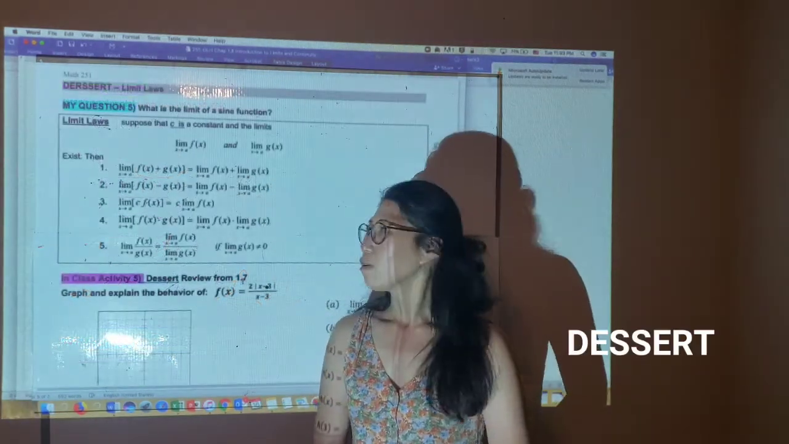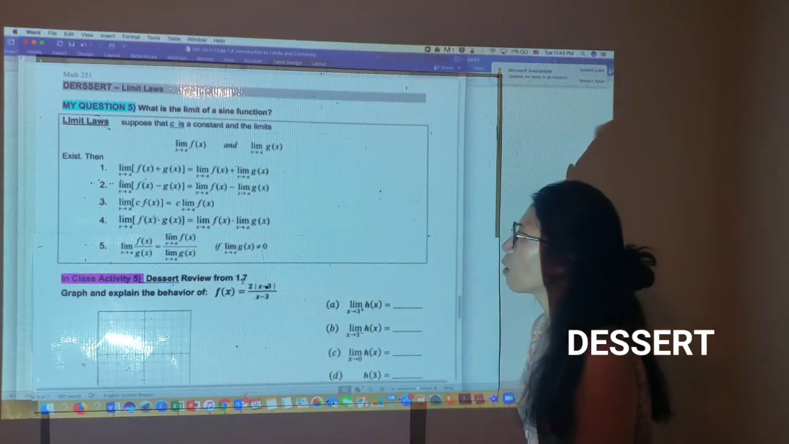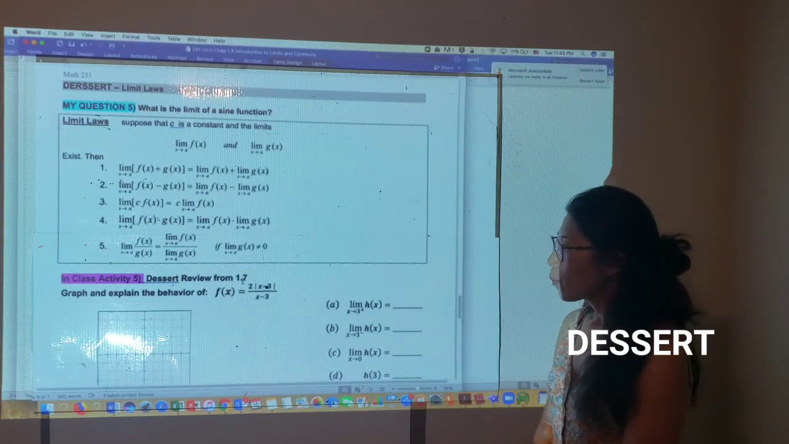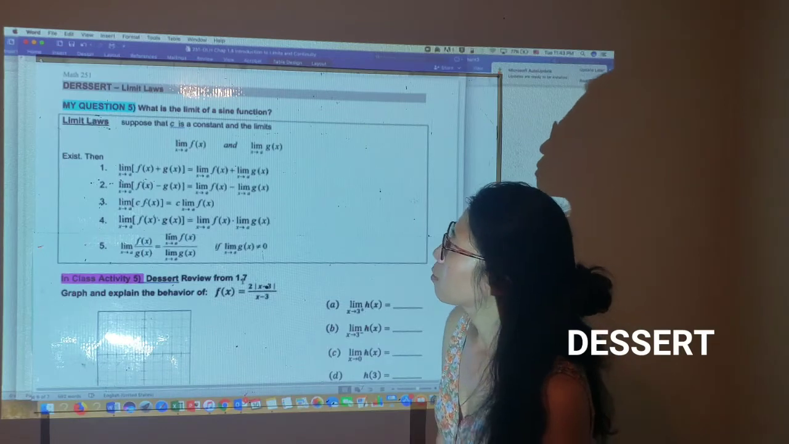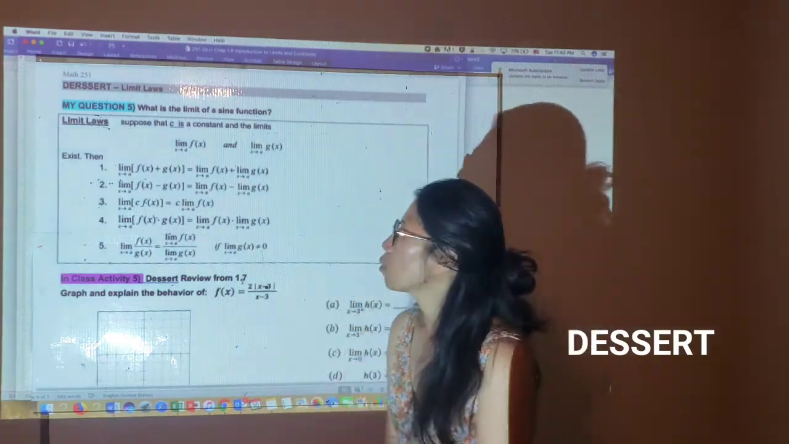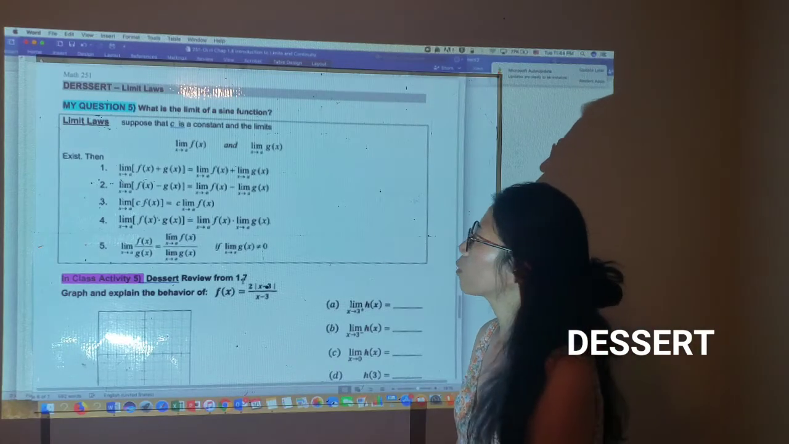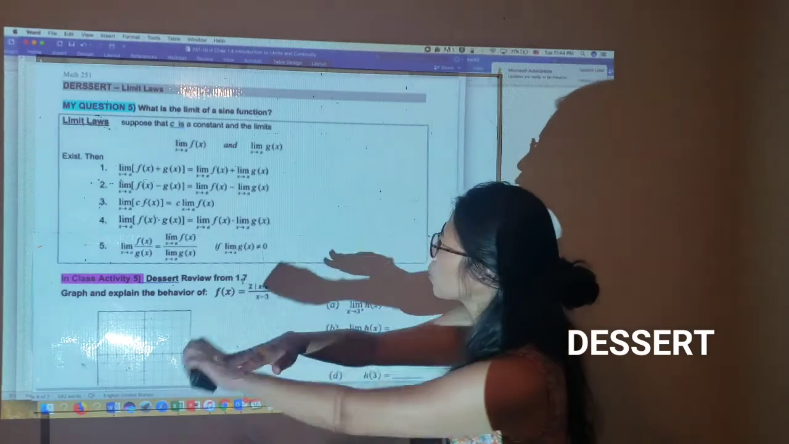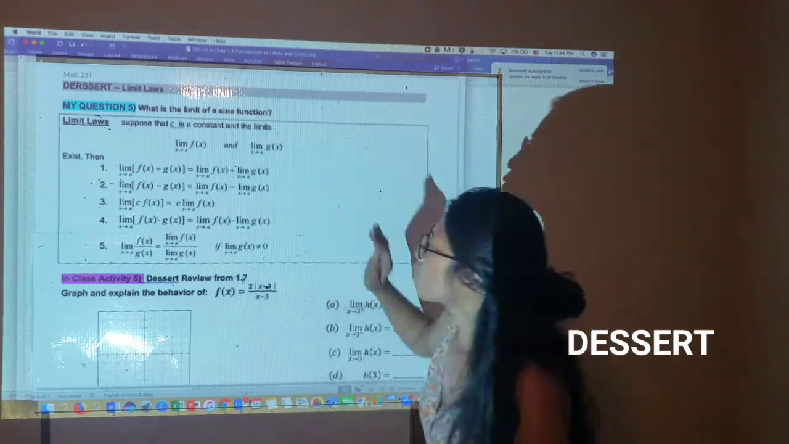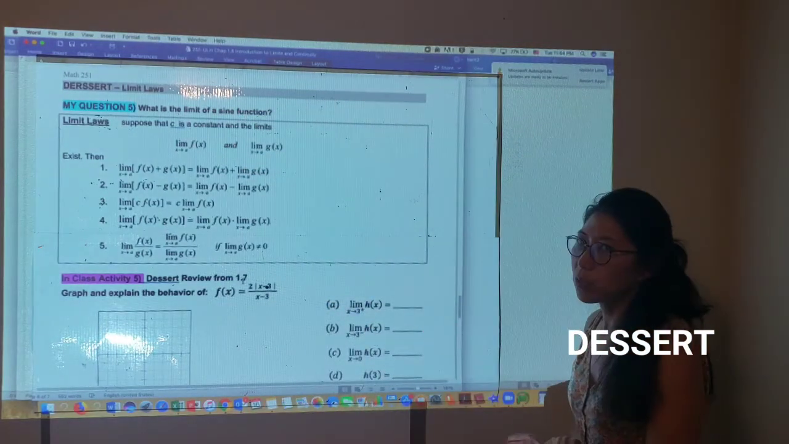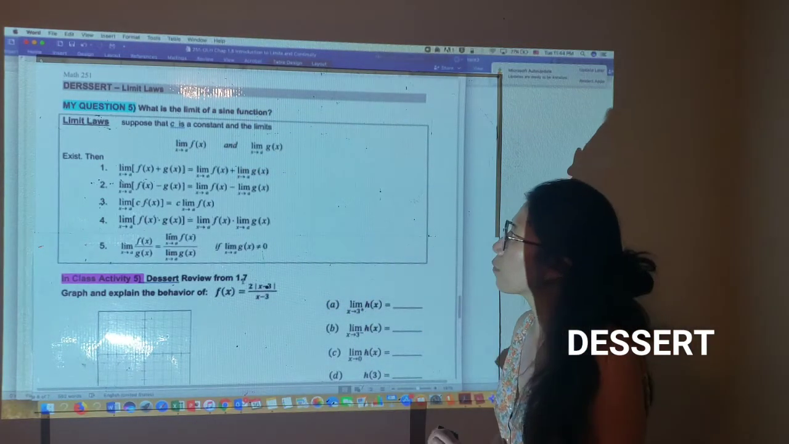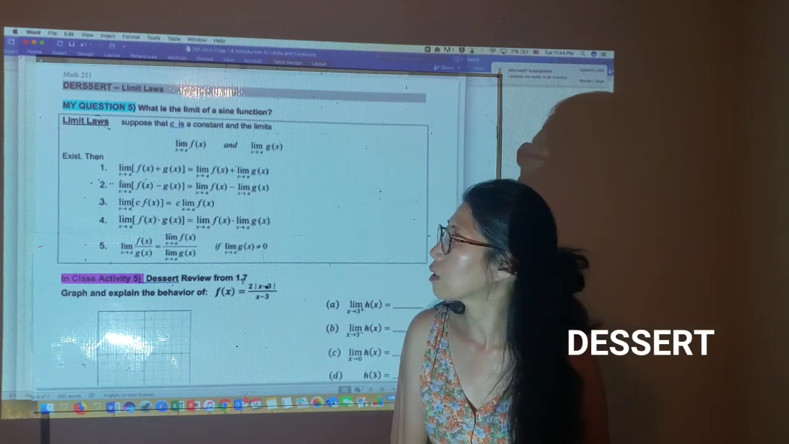Okay class, we are almost there. We are on the dessert part of 1.8 and we are going to talk about limit laws. So we saw that if it's continuous, we are always going to have a limit exist. Oh, before that I want to actually ask, do we have a limit of a cosine function? Is there a limit of the cosine function as x goes to infinity?